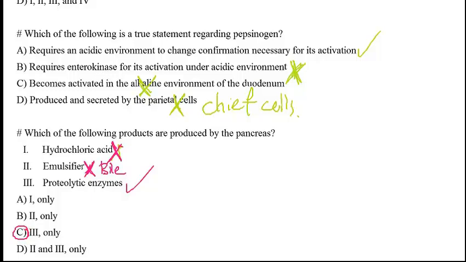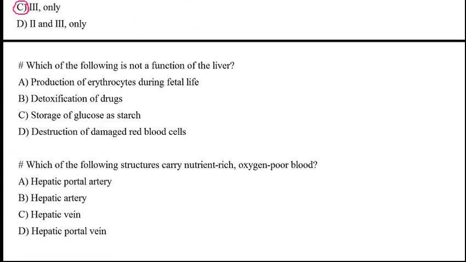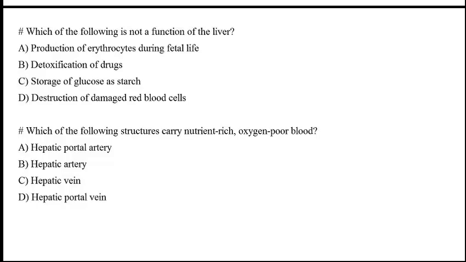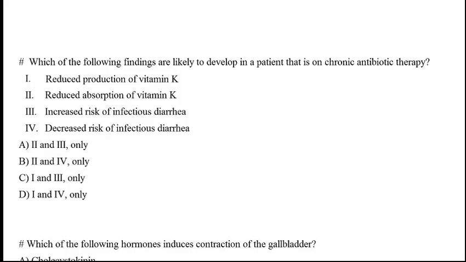Now moving on to the last sets of questions. Again, if you need more time, you can go ahead and pause the video. Which of the following is not a function of the liver? So we discussed extensively different functions of the liver. Which of the following structures carry nutrient-rich, oxygen-poor blood? All right, this we didn't really cover in our video, so there would be a good chance to discuss the difference between all the vessels that are listed here. Moving on, which of the following findings are likely to develop in a patient that is on chronic antibiotic therapy? We already touched upon this topic.